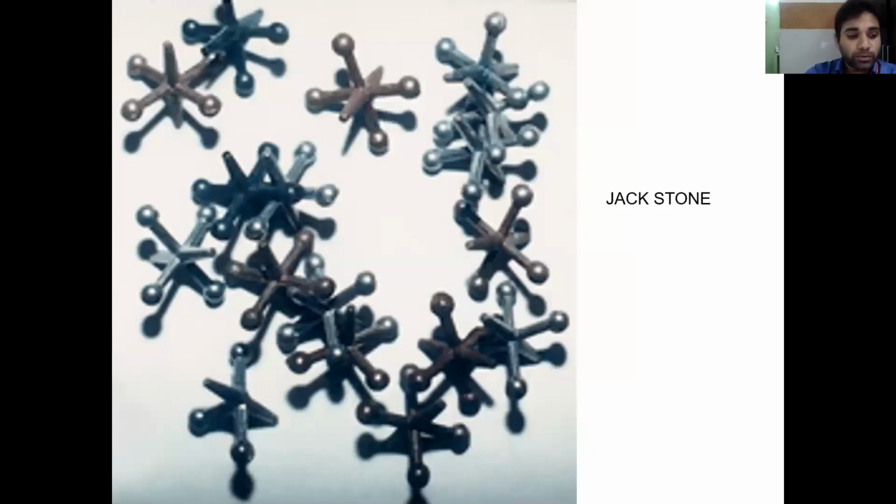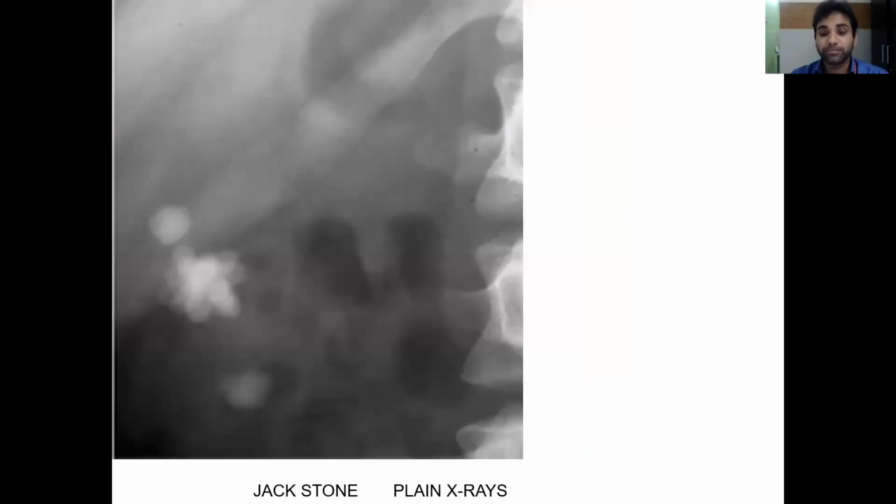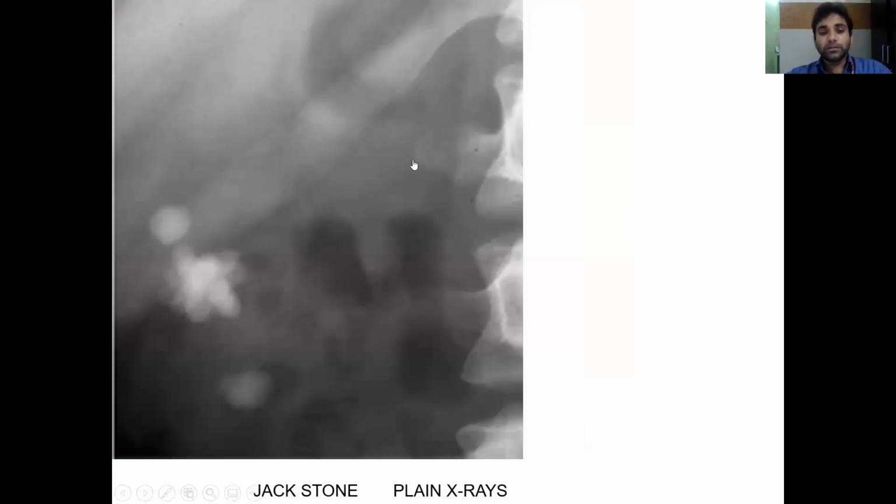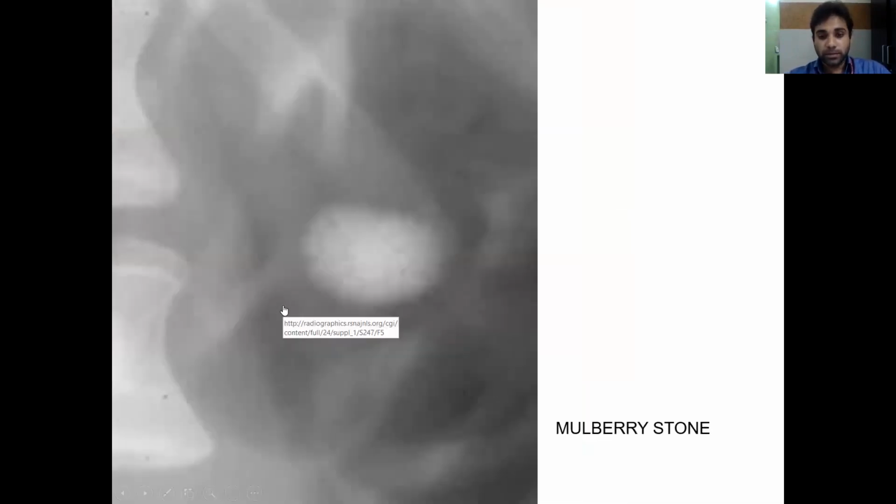And the Jackstone. So, Jackstone calculus is a name assigned to the appearance of a subset of urinary calculi. These calculi have spiculated edges that resemble the appearance of a toy jack, hence the name. This is the toy jack, as we can see here. This is Jackstone calculus.